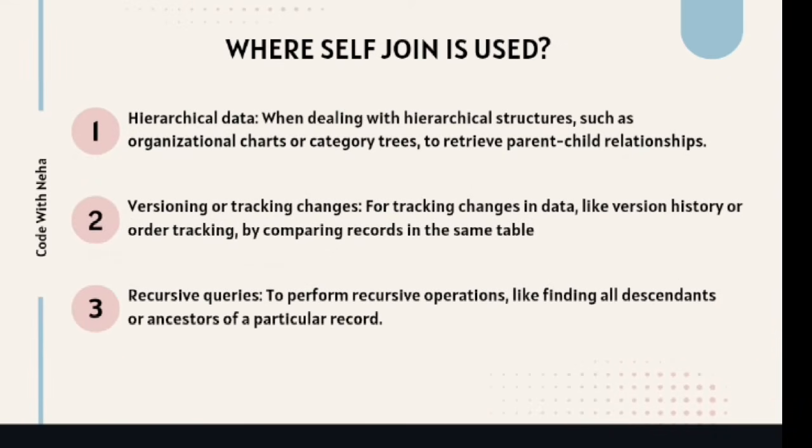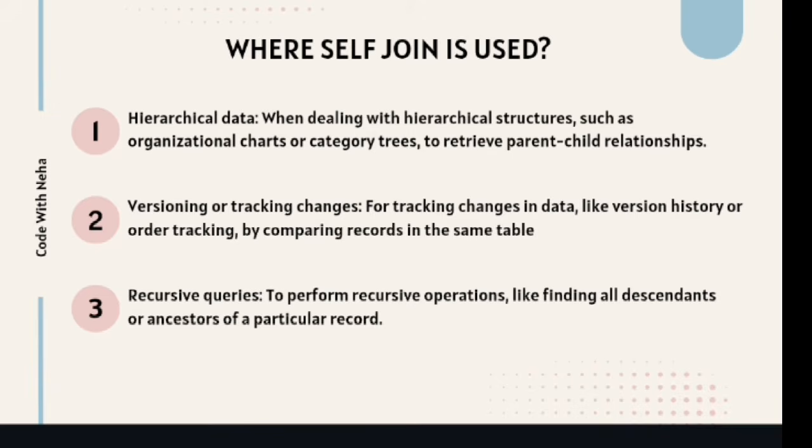Where is self-join used? Number 1, hierarchical data. When dealing with hierarchical structures such as organizational charts or category trees, to retrieve parent-child relationships. Number 2, versioning or tracking changes. For tracking changes in data like version history or order tracking by comparing records in the same table.